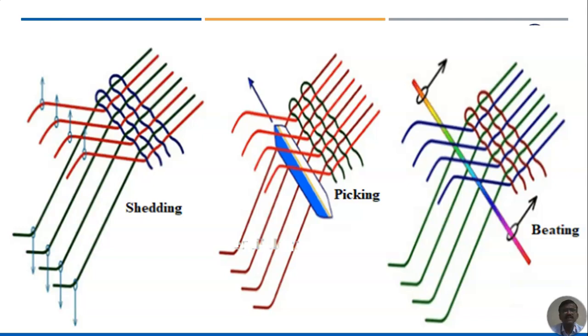This is the first figure, which indicates the shedding mechanism, where the warp threads are divided into 2 layers. The top layer is called the upper layer. The green thread is called the lower layer, the bottom layer. In between the red thread and the green thread, the shuttle is passed. That mechanism you can see in the second figure. The shuttle is traveling from one end to the other end. And the next is the beat up mechanism, where the fabric is closed up with the inserted picks.